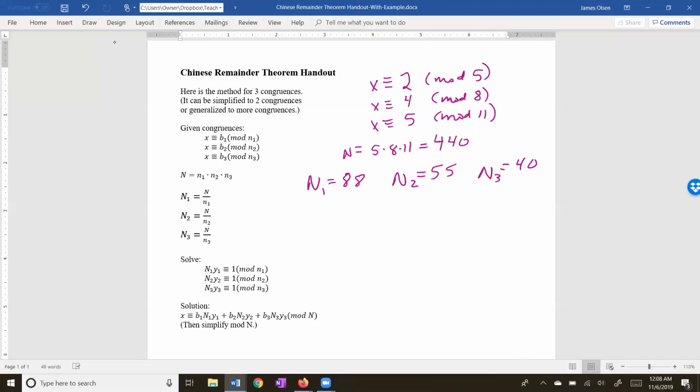So the first one I need to solve is 88 Y1 congruent to 1 mod 5. Now 88 is a ridiculously large number, so I'm going to simplify 88 mod 5, which we've been doing for about the last 2 weeks. 88 is the same as 3, because when I subtract multiples of 5, I'm left with 3. I'm in mod 5 right now.